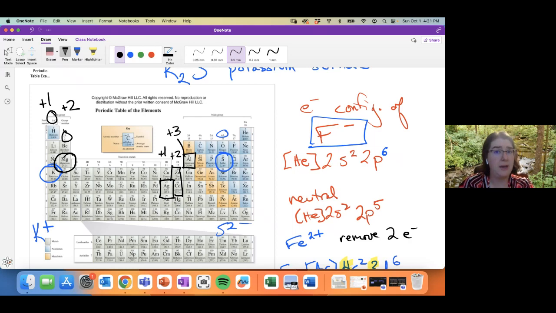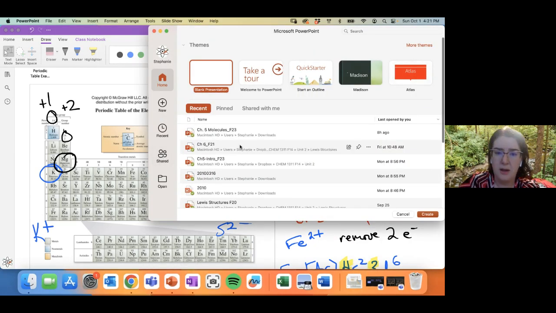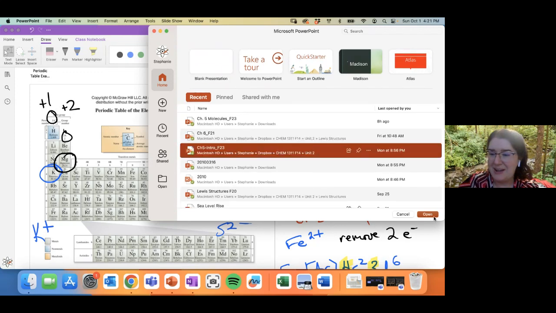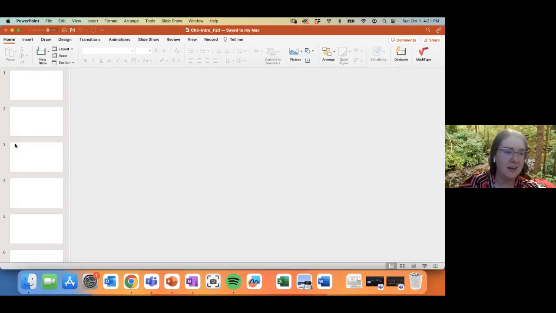This information, by the way, for those of you wondering how you were supposed to know that, is in your textbook. Where did I put it? I don't really want to go digging through. I'm going to cross my fingers that it's here.